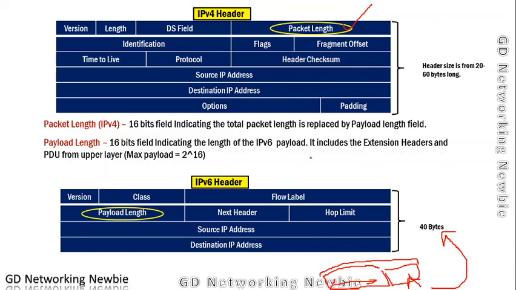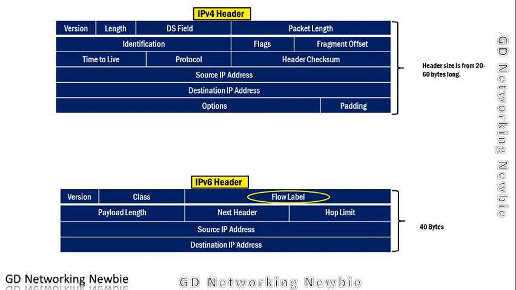And this payload length includes the extension headers and the PDU from the upper layer. Of course, IP is carrying the data from upper layers like UDP and TCP, so that data part, the PDU, plus the extension headers are also there. We are going to discuss extension headers in the coming slides. For larger payloads, the maximum size here is 2^16, because we have 16 bits. But if we need larger payloads, then extension headers are used for that. So extension headers are important. Keep in mind, we will come to this in extension headers.